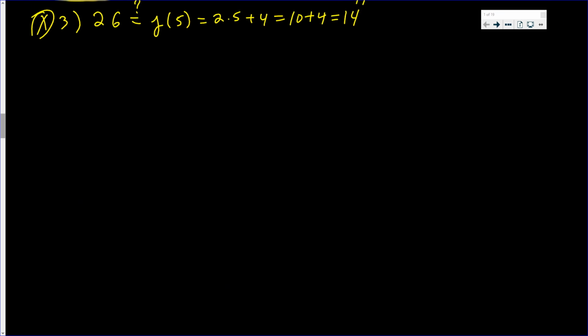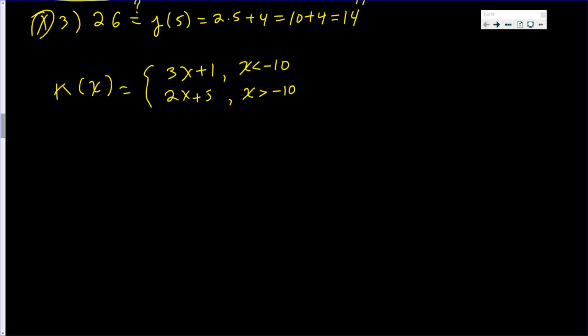Let's try the next one. Suppose you have that k of x, just a name. Sometimes it's 3x plus 1, and other times it's 2x plus 5. The top one is only when x is less than negative 10, and the bottom one is when x is greater than negative 10. Right away, this is a polynomial, so it's continuous when you're less than negative 10. Every number less than negative 10.